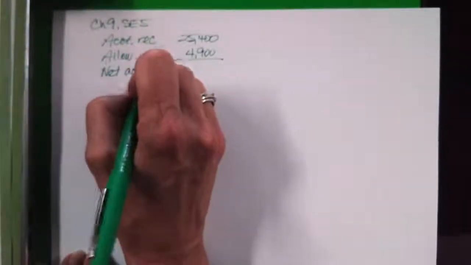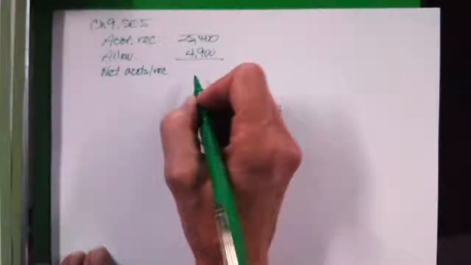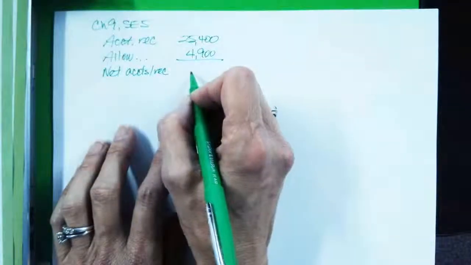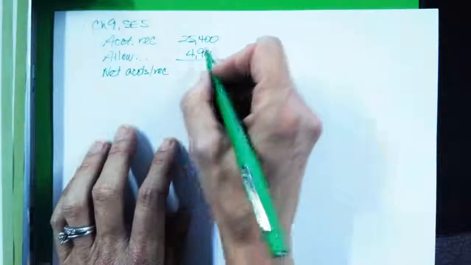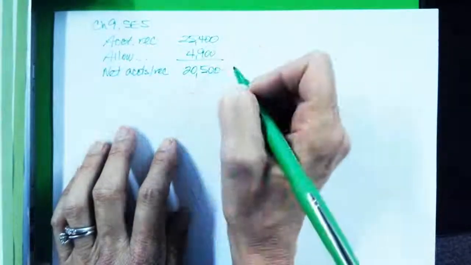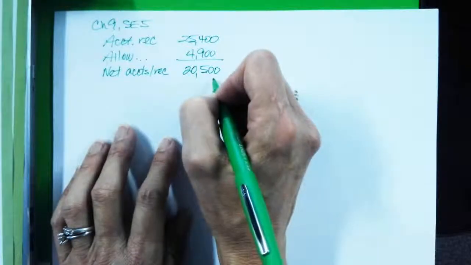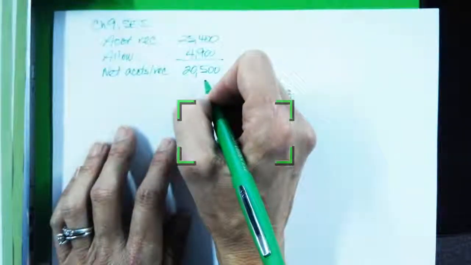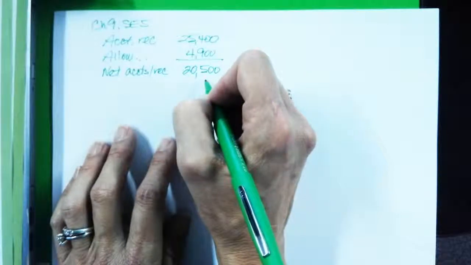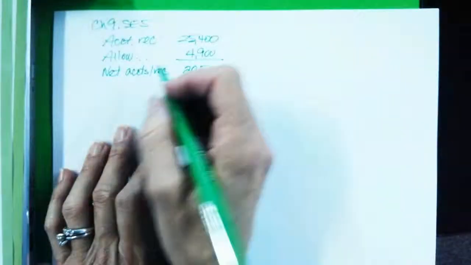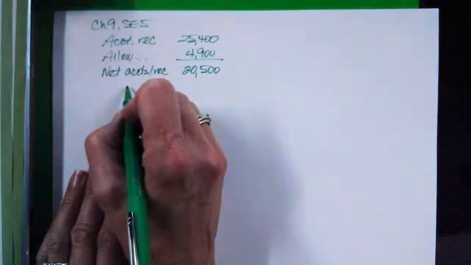And when we say net accounts receivable, we mean the amount that we think we will actually collect out of our balance. That works out to be $20,500. Okay? Then it says, what if we find out that we need to write off Tom Novak, who's never going to pay us $2,200? Well, I would make an entry.